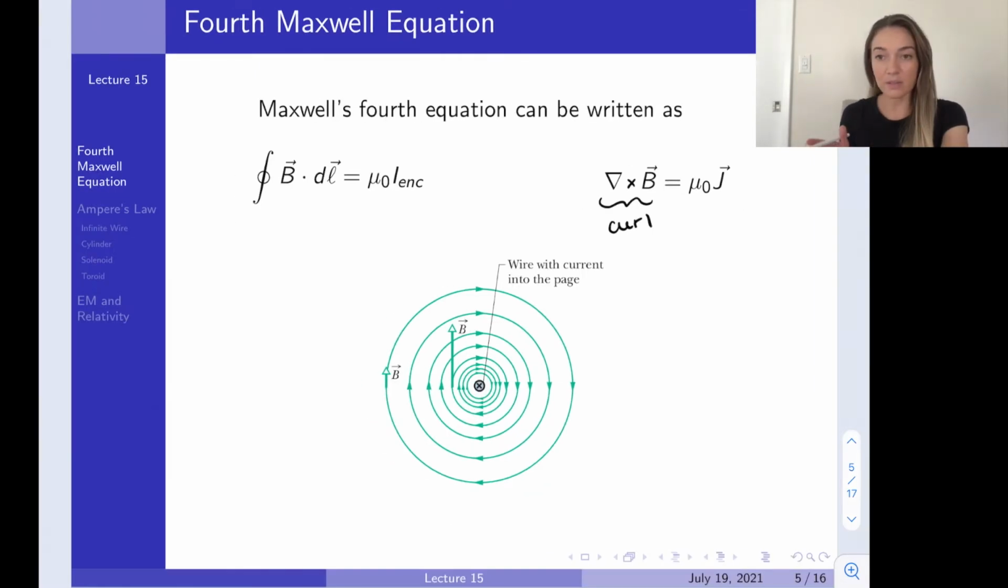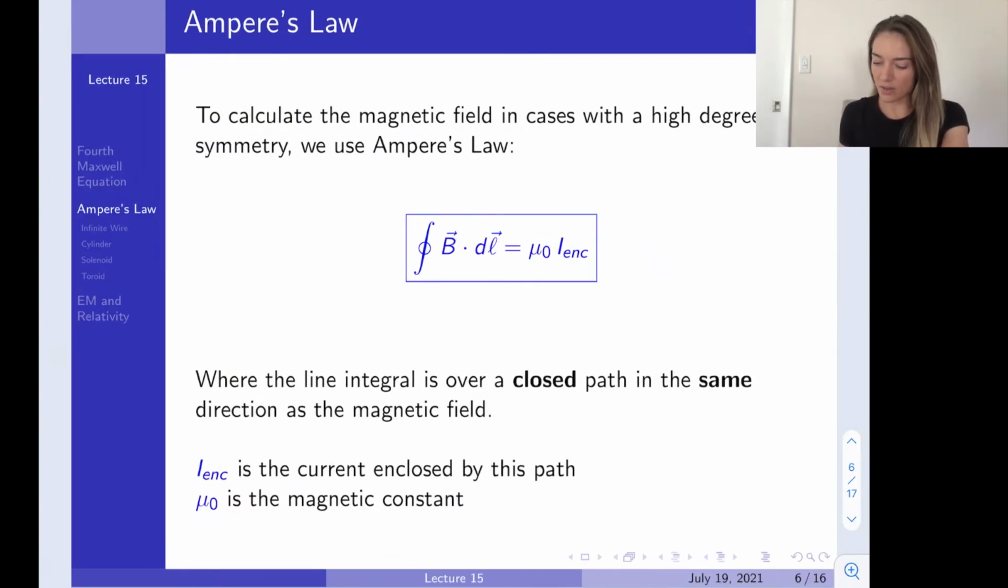All right, so now let's see how to use Ampere's law to solve for the magnetic field. Just a general statement of Ampere's law again. So this is Ampere's law. Just like with Gauss's law for the electric field, we are only going to use this when we have a very high degree of symmetry, and we're going to see the cases where we have enough symmetry that it will make Ampere's law easy for us to use.